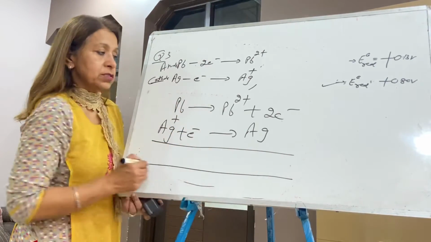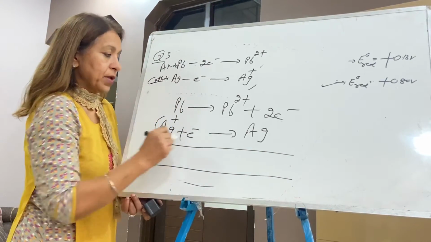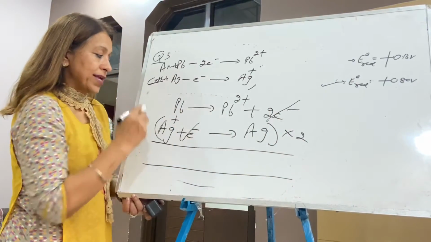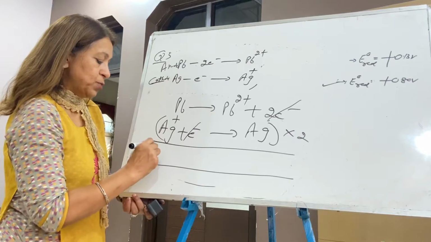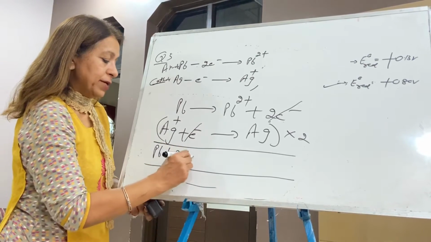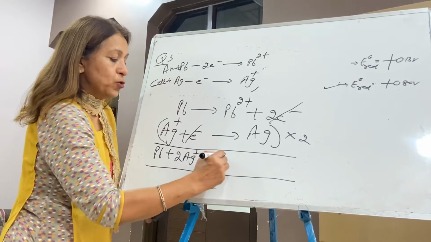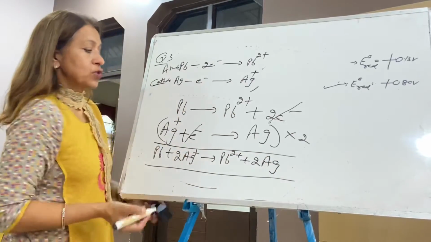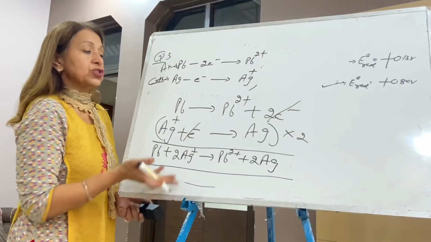Add these two equations. The electrons are not the same, so multiply the silver equation by 2. The 2 electrons cancel. Your answer is Pb + 2Ag+ → Pb2+ + 2Ag. So this is your cell reaction, right?